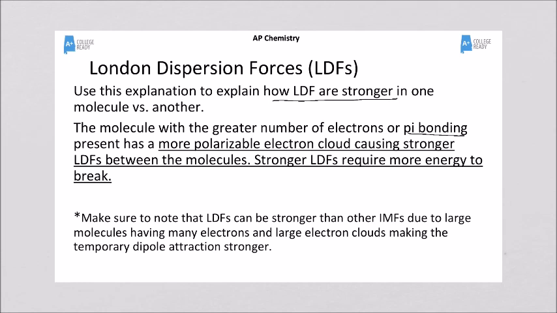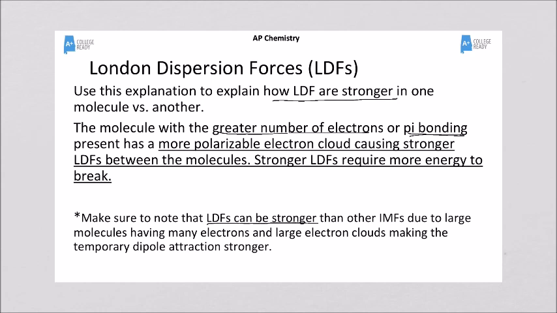And if we have stronger LDFs, and we'll get into properties, this is going to require more energy to break. Okay, so let me say that again. The molecule with the greater number of electrons, or if the only difference is a pi bond versus like a double bond versus a single bond, those two situations cause a more polarizable electron cloud and stronger LDFs between the molecules. Okay?